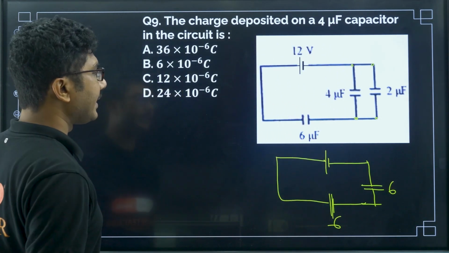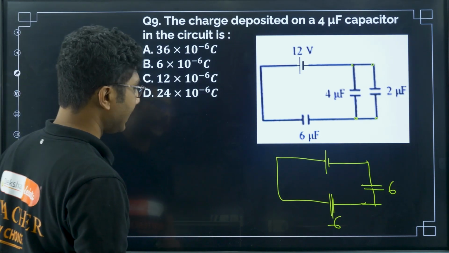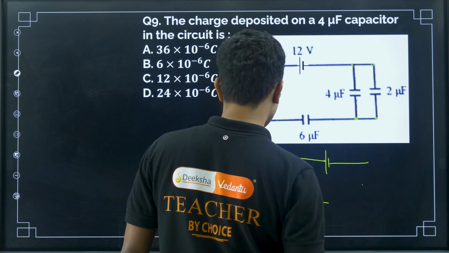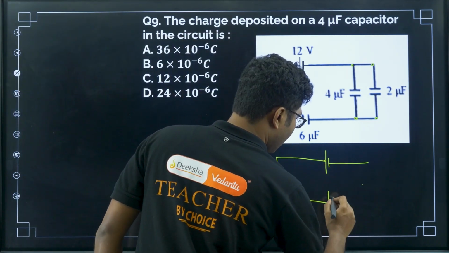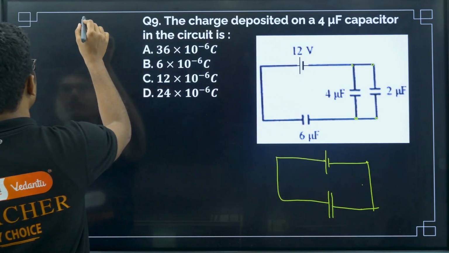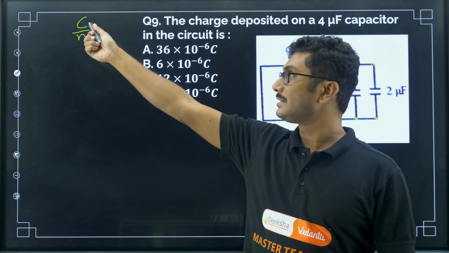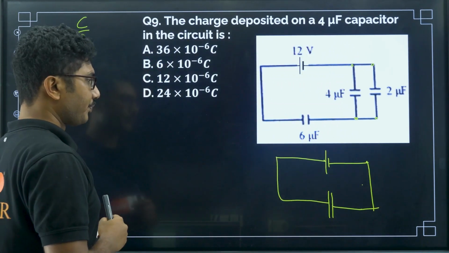Now what is the equivalent of this entire circuit? Both of them are 6 and they are in series, so the final value will be 3, right? If they have the same value, I told you, same value, C by N. What is the capacitor? 6. How many capacitors? 2. 6 by 2, that is 3, right?